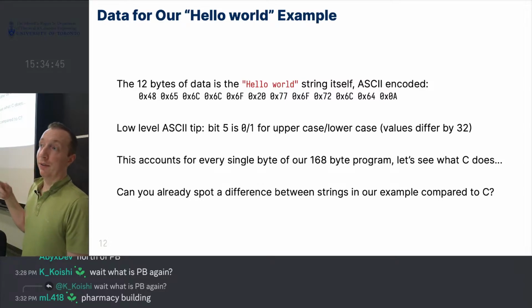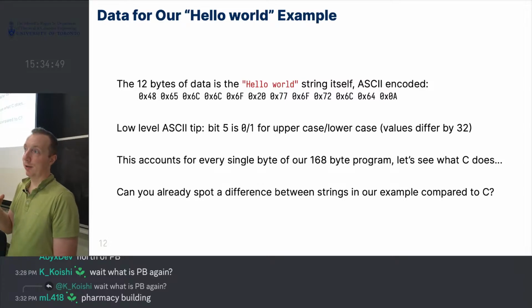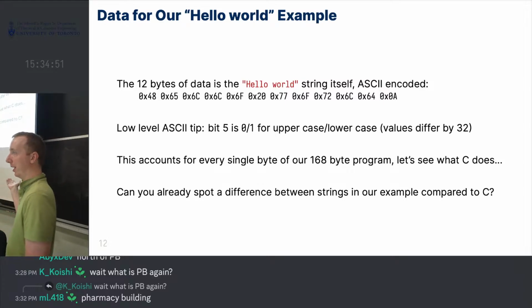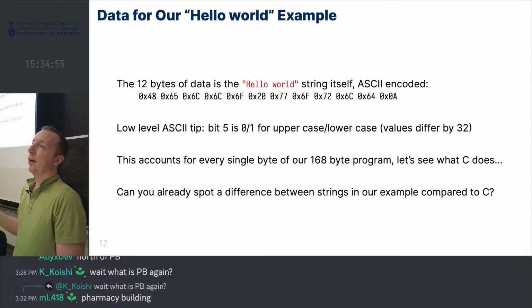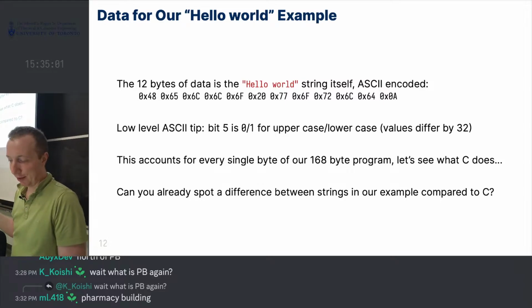So if you want to check if something's uppercase, you check bit 5. If it's 0, it's uppercase. If it's 1, it's lowercase. It means the values differ by 32. Why I'm telling you this, I don't know, but hopefully it might be useful to one of you at some point in your life, but probably not.